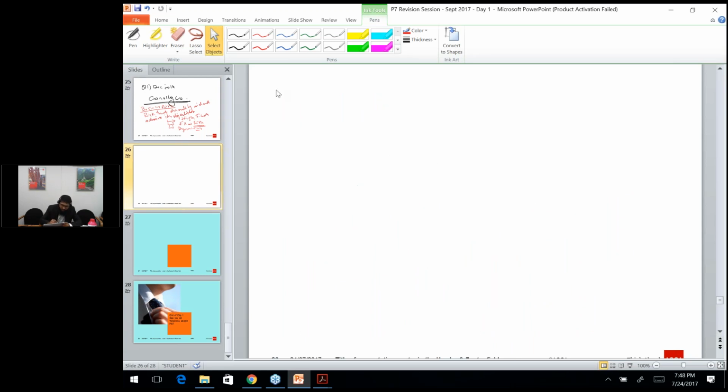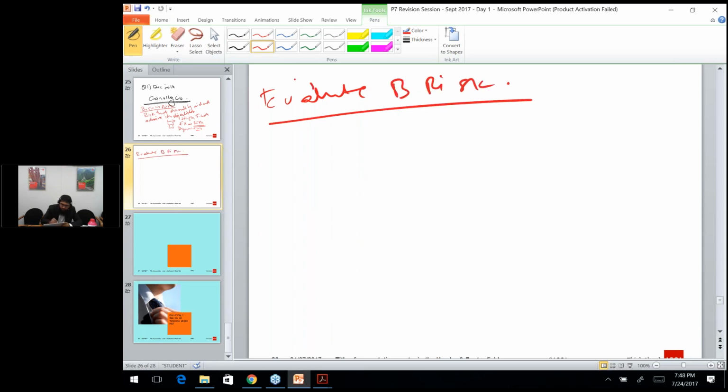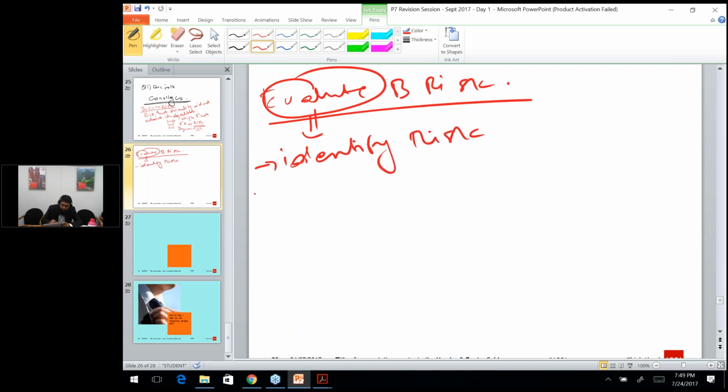If the question's requirement says evaluate the business risk, how exactly do we need to write down the answer to it? How do we evaluate the business risk? The examiner is expecting that you will first of all identify the risk, and once you have identified the risk, you will explain why it is a risk.